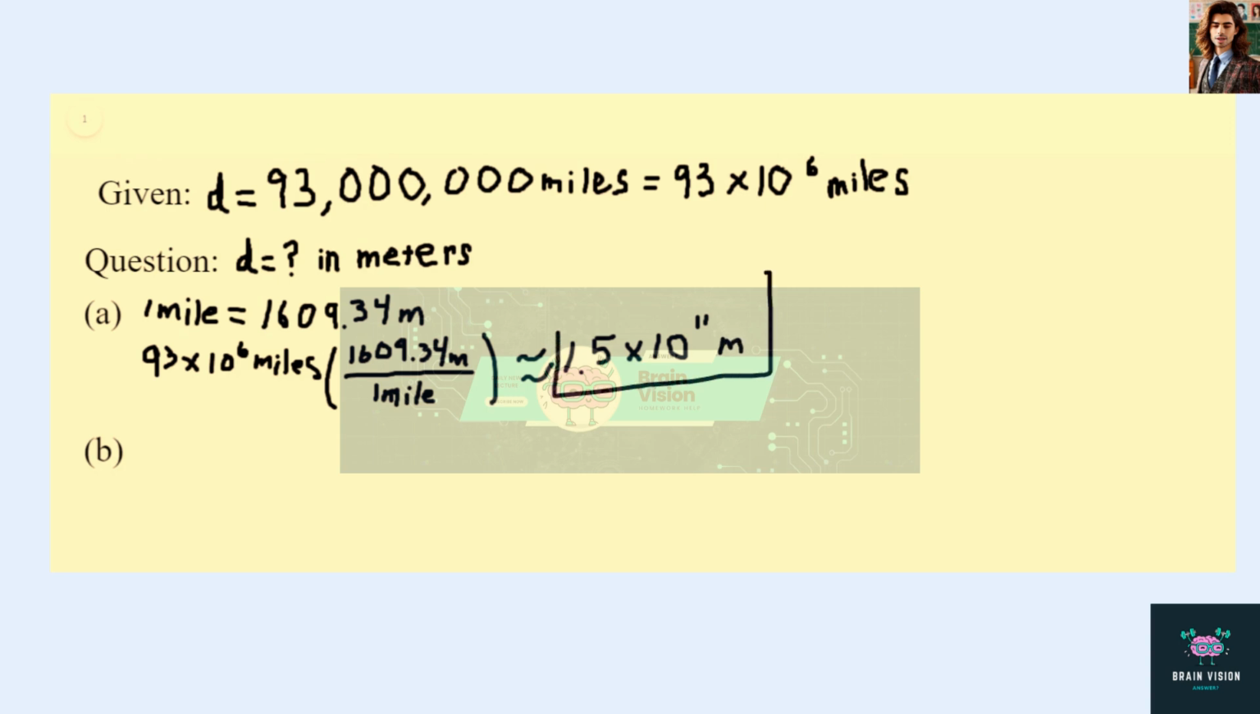Okay, so we've expressed that in powers of 10. The reason we wrote it as 1.5 using two significant figures is because we were given 93 times 10 to the 6 miles, or 93 million miles, which has two significant figures. So we'll stick to two significant figures.